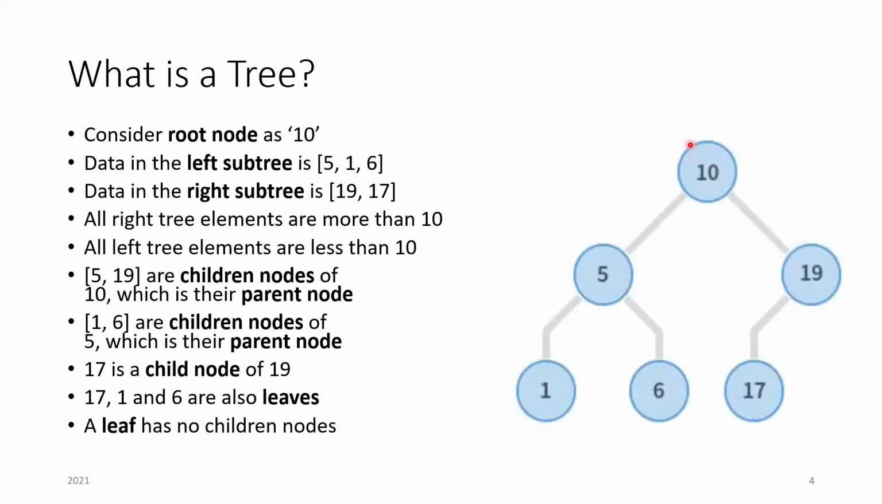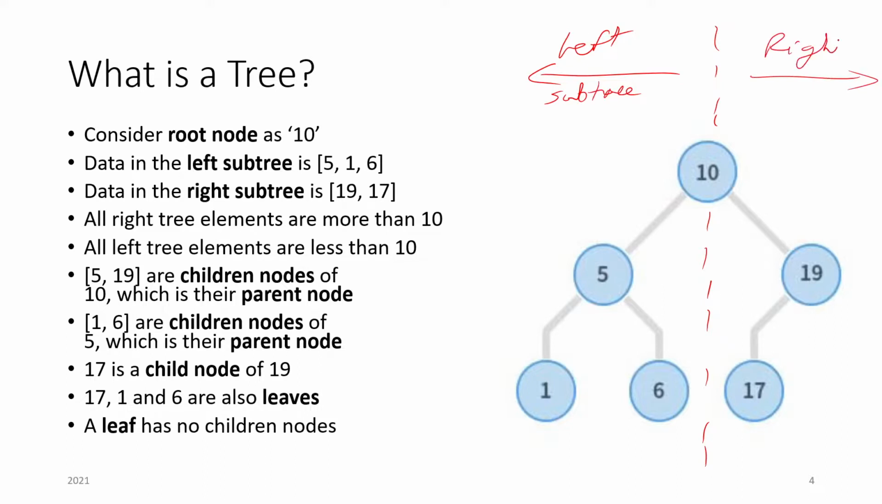So if we consider the root node being our starting node with the value 10, we're able to split this into a left subtree and a right subtree. If we draw this accordingly, this side here would be our left subtree, and this side here would be our right subtree.